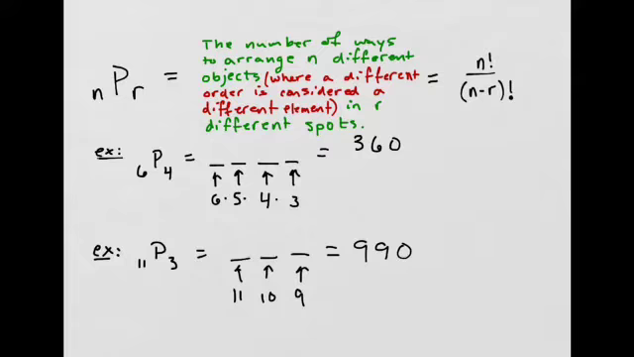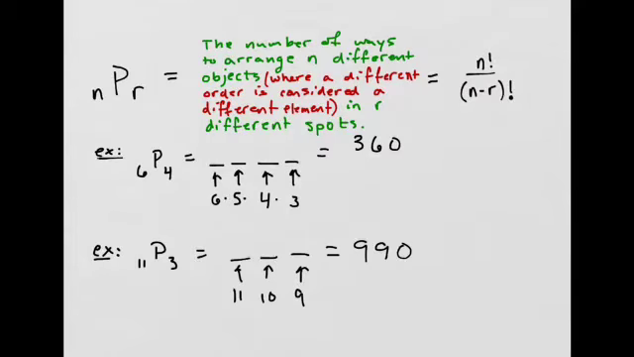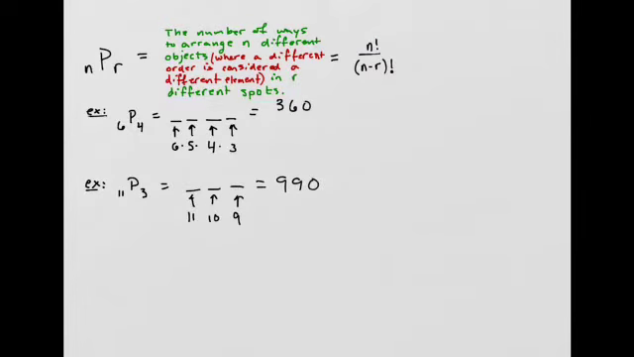That's it for that. That's how you use nPr. That counts the number of ways to rearrange or to arrange n different objects into r different spots or r different spaces. So that's what I'm going to say for that.